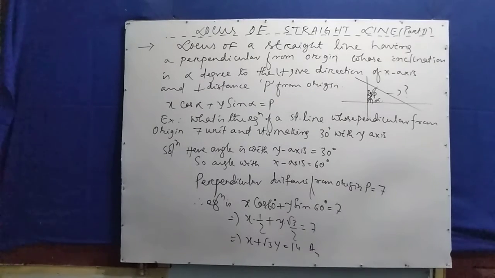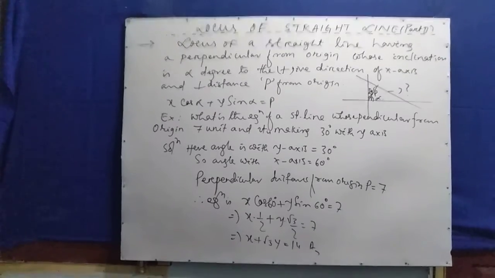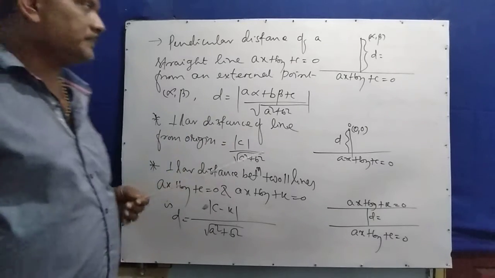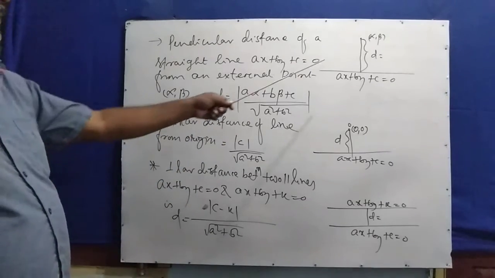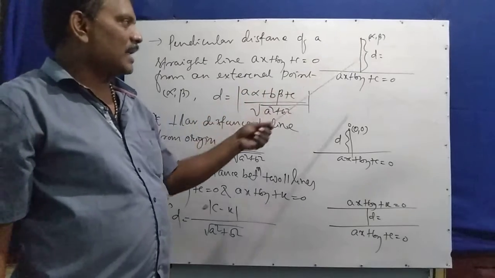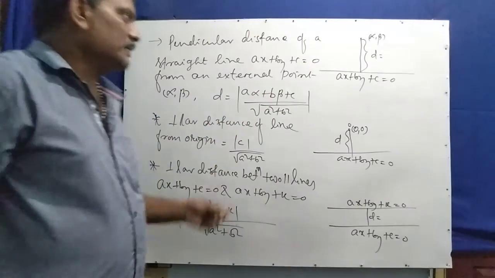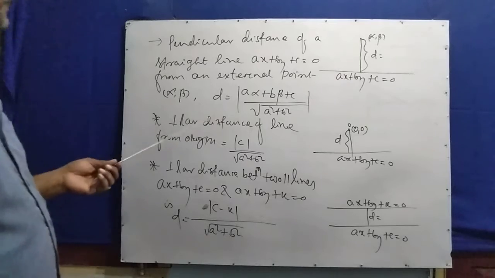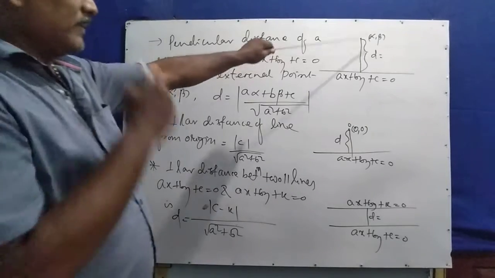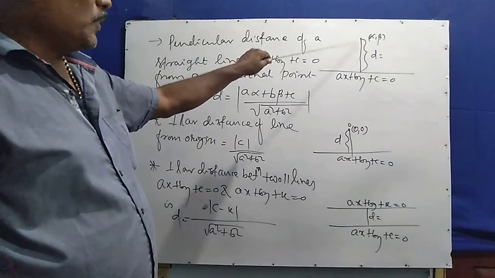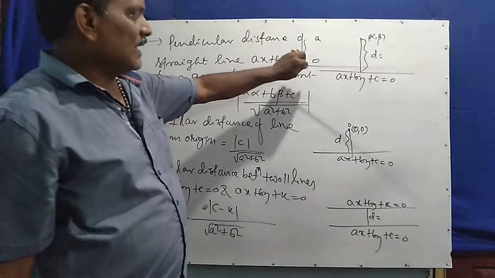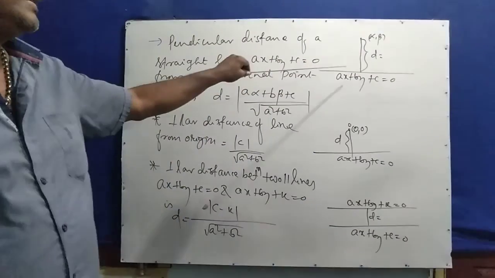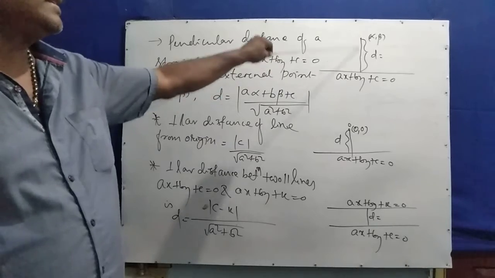One more problem we'll discuss, another important problem related to straight line. We have to find the perpendicular distance from an external point to a line. Here the line is given as ax plus by plus c equal to 0 and the external point is given as alpha, beta. So we have to find the distance between this straight line and this point.